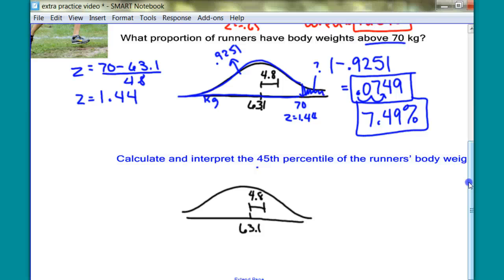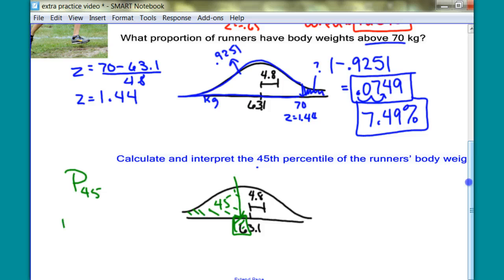Well, 63.1 is at the 50% mark. 45th is going to be somewhere around here. We want to find the weight that goes right here where this area is 0.45. That 45th percentile, sometimes written like this, means that the area to the left is 0.45.